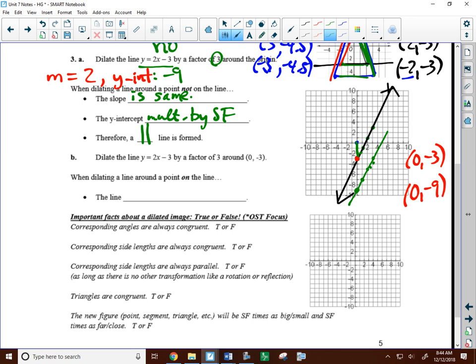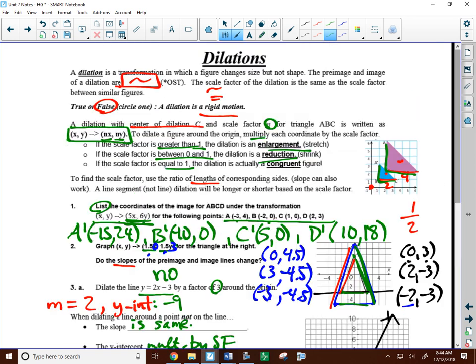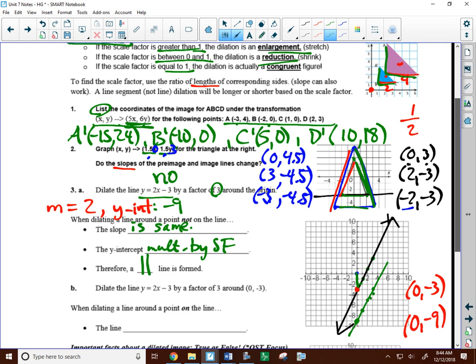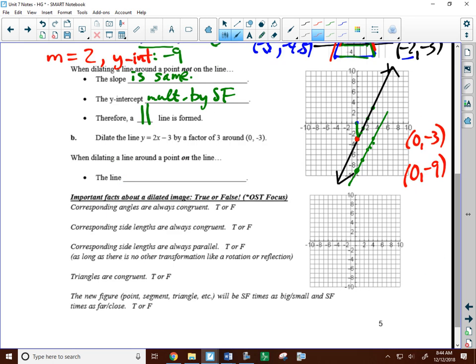All right, so I want us to build to that. Here's a line. You dilate around a point not on the line, like the origin, you get a parallel line. It's just slightly different when they give you the equation of a line. Up here, we kind of knew that. Like this one here, these two lines are parallel. All of them were parallel. Same slope. Okay. Well, anything I can answer on that one, part A?